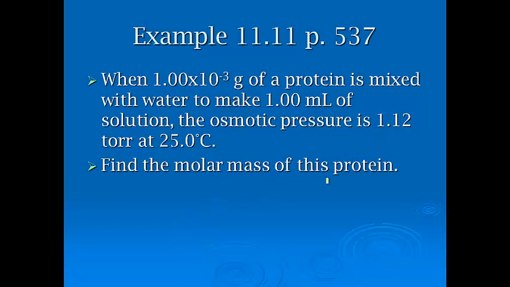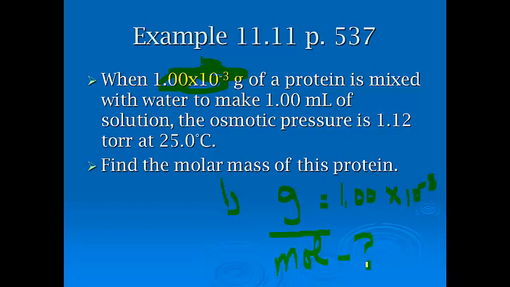Now you may go, I'm not sure how I would do that. But if you go back to definitions, molar mass is going to be grams per mole. Now, they're already telling me the grams right here. They're already telling me the grams. So my grams is going to be equal to 1.00 times 10 to the negative third. So what I have to figure out is the moles, and then I'm golden.